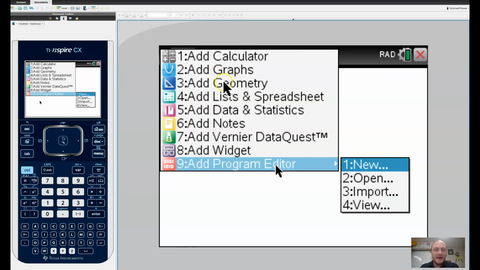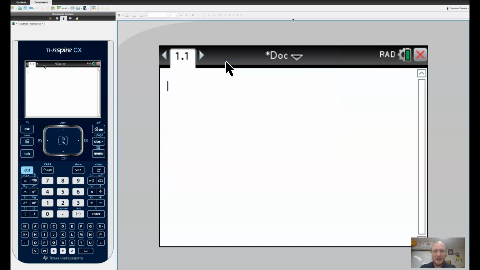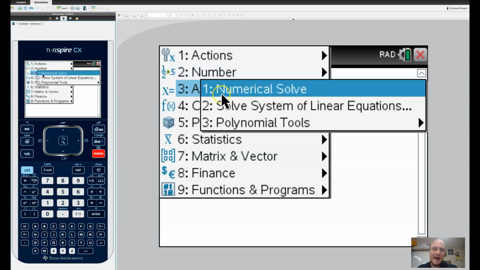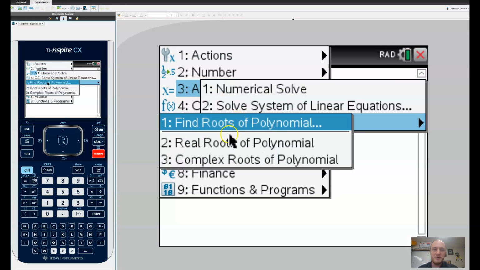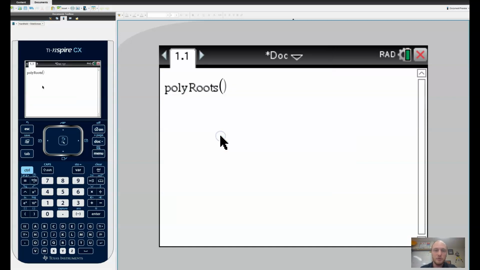Boom. And what I'll do is I'll show you 2 ways of doing this, one graphically and one analytically. I'll use a calculator first, so open up a new page with the calculator, and we're going to go menu, algebra, because this is an algebraic application. We want to find polynomial tools, because that's what we're working with, and we want to find the real roots of a polynomial. I want the real roots.